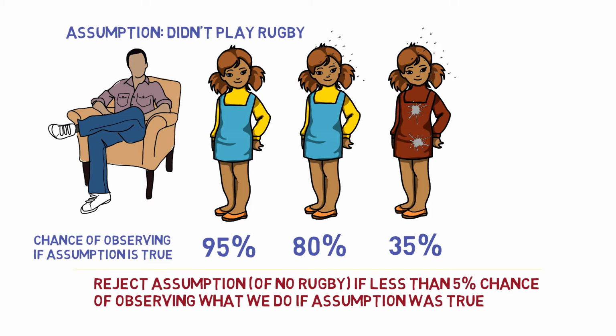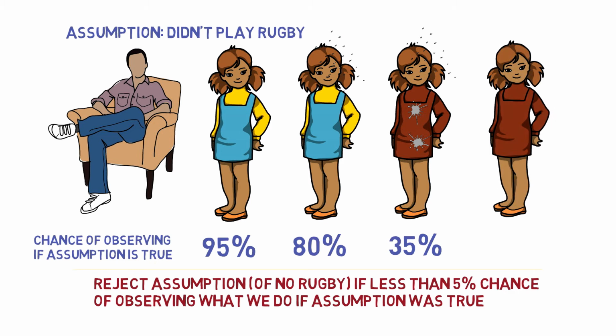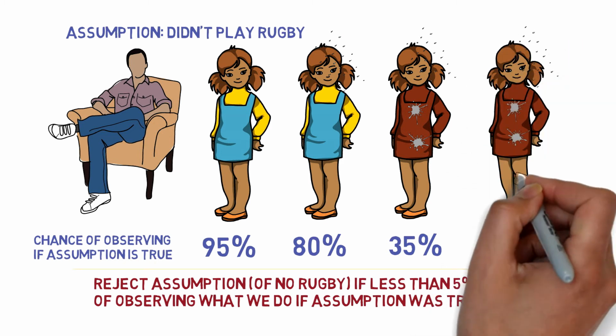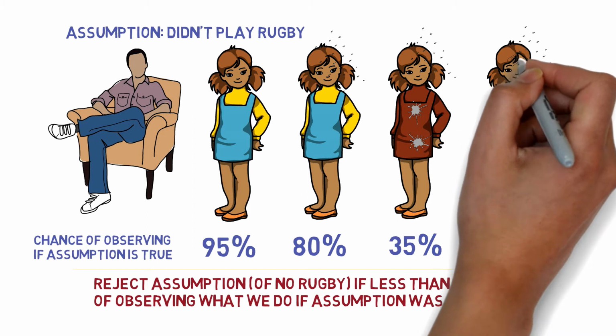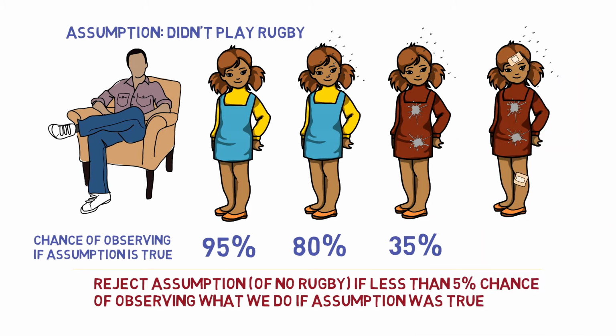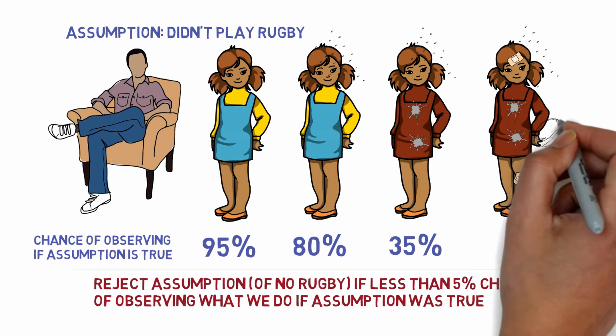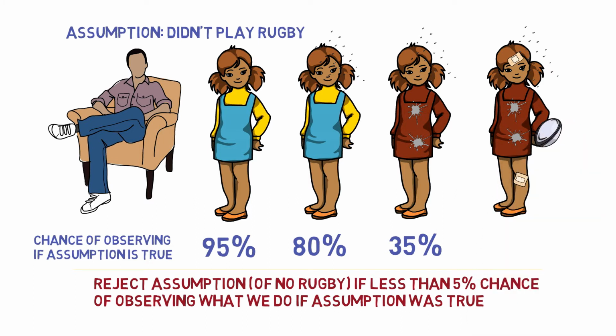Finally, suppose at the end of the day, instead, not only was she sweaty and dirty, but she was also injured, and in fact, she was also trying to hide a rugby ball from you. Now, what's the likelihood that you would observe her being sweaty, muddy, injured, and hiding a rugby ball if she hadn't actually played rugby? Well, presumably that's quite small, and maybe it's only a 2% chance, right? Very unlikely that you would observe these things if the assumption that she didn't play rugby is true.